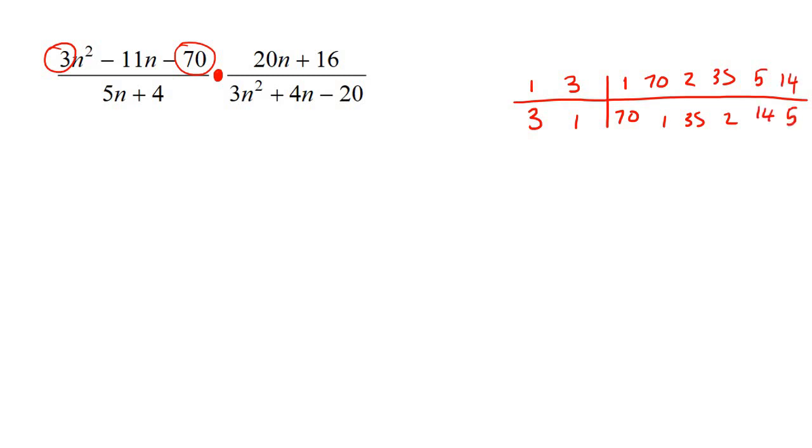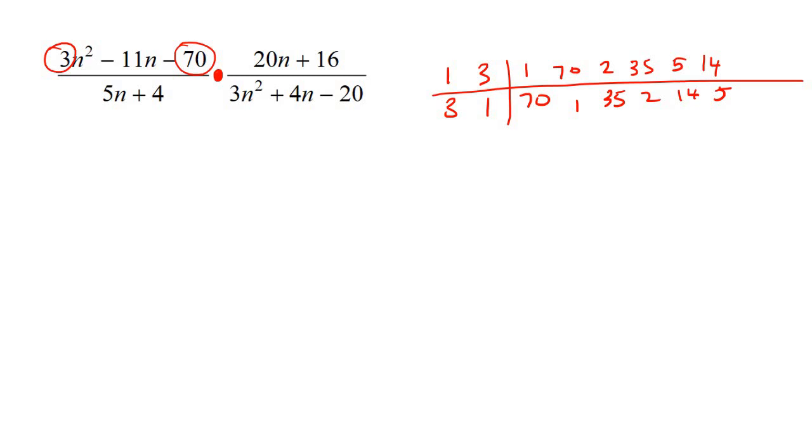I'm running out of space. You could also say 7 times 10, and 10 times 7. So I think those are the only factors. Now, you have to somehow choose a number here.